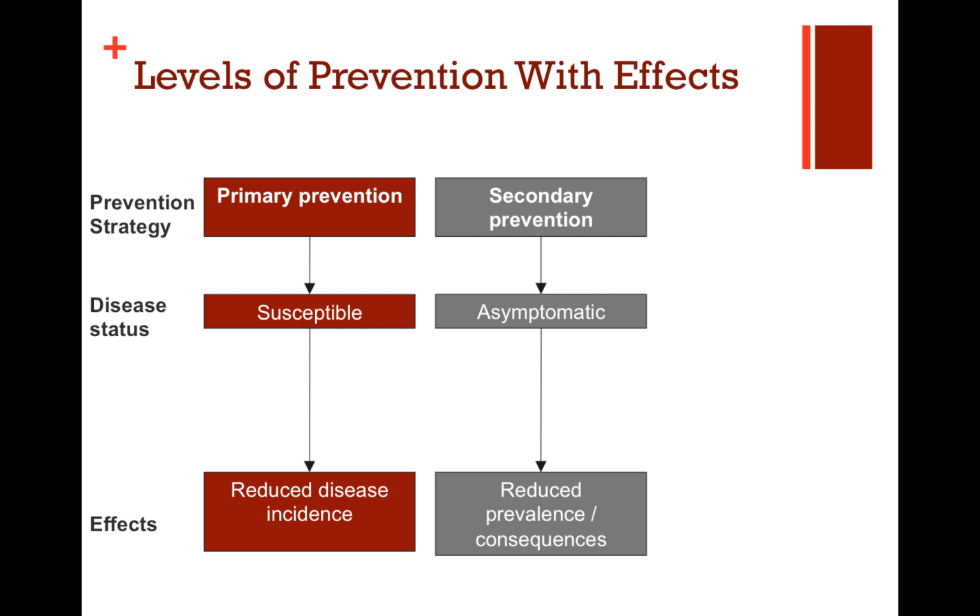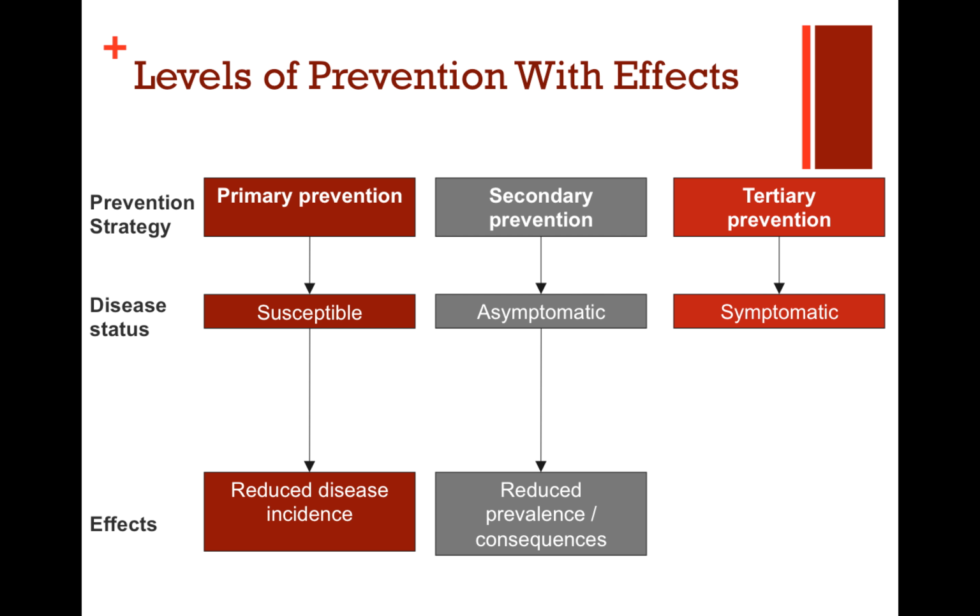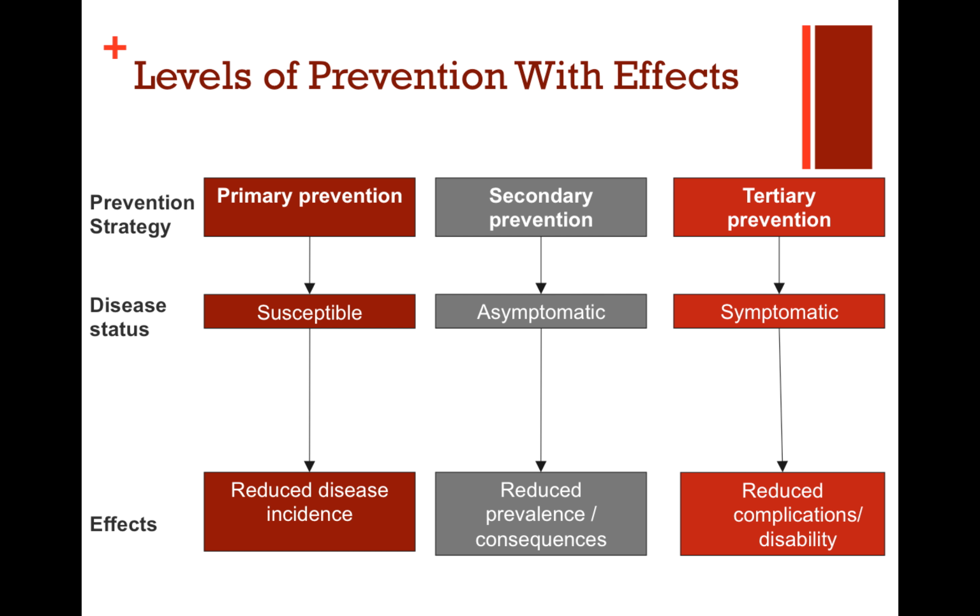And the final level of prevention is tertiary. And so this is when you're symptomatic. And now we're seeking to reduce complications or disability. So you've broken your leg, you've come out of the cast, and now you need, for example, physical therapy so that you can regain your full range of motion, you can run, and you're not going to have long-term complications.